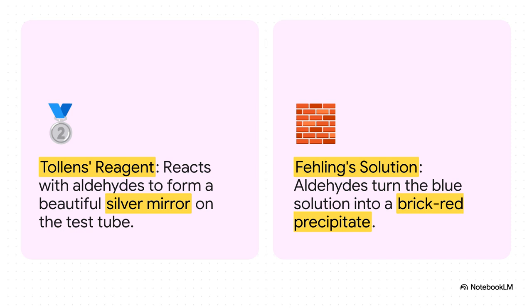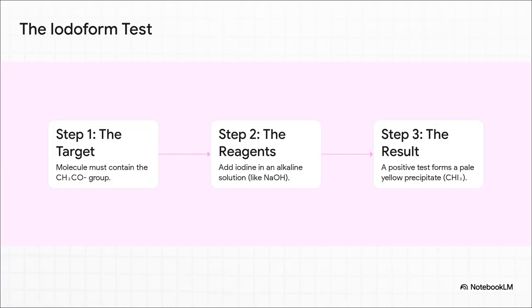If you warm an aldehyde with Tollens' reagent, you get this beautiful, unmistakable silver mirror coating the inside of your test tube. With Fehling's, the blue solution transforms into this solid brick red material. So if you see a change, you've got an aldehyde. If nothing happens, it's probably a ketone. Simple as that.